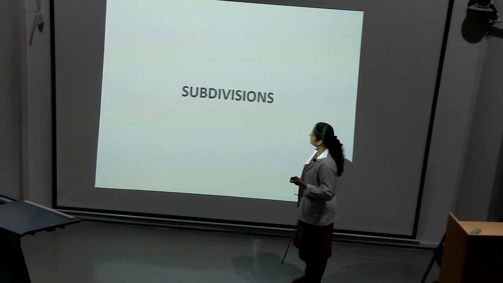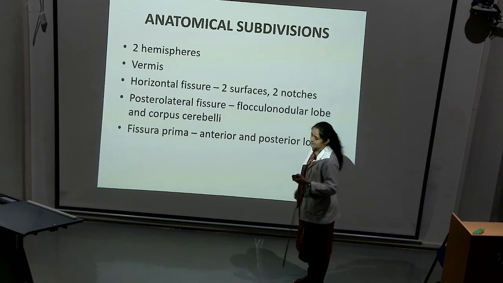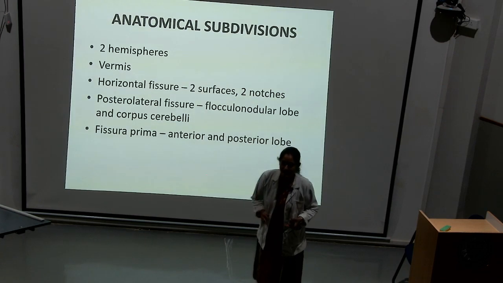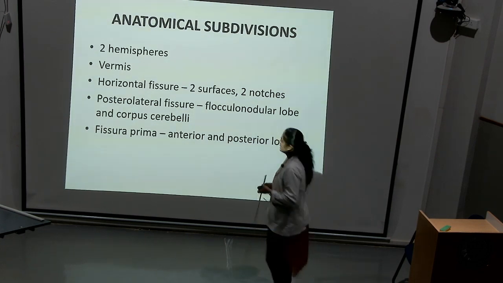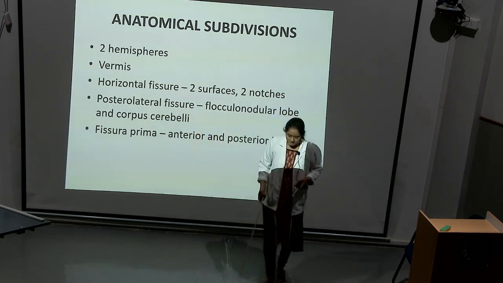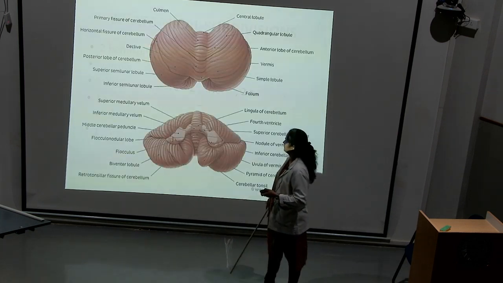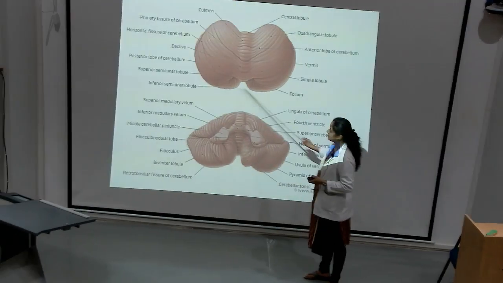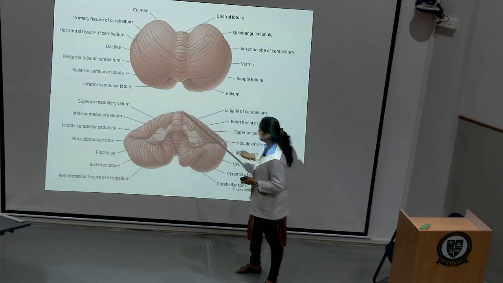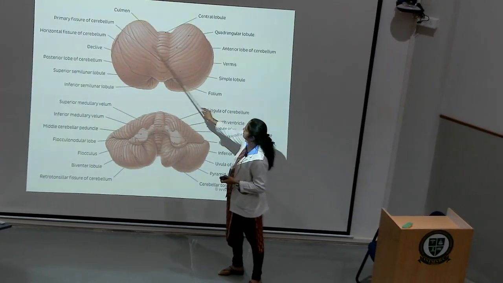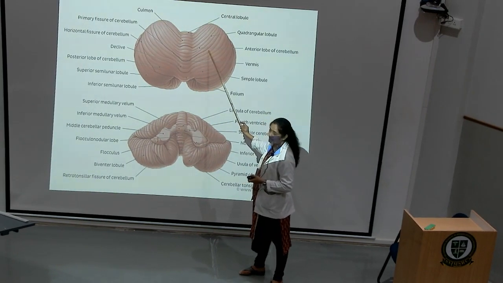Now coming to the subdivisions. The cerebellum is divided into two hemispheres, right and left. Okay, they are connected by a midline structure called the vermis, which is a worm-like structure. So you can see this here. This is the superior surface of the cerebellum you are having a look at, and this is the inferior surface of the cerebellum. Now these are the two cerebellar hemispheres.